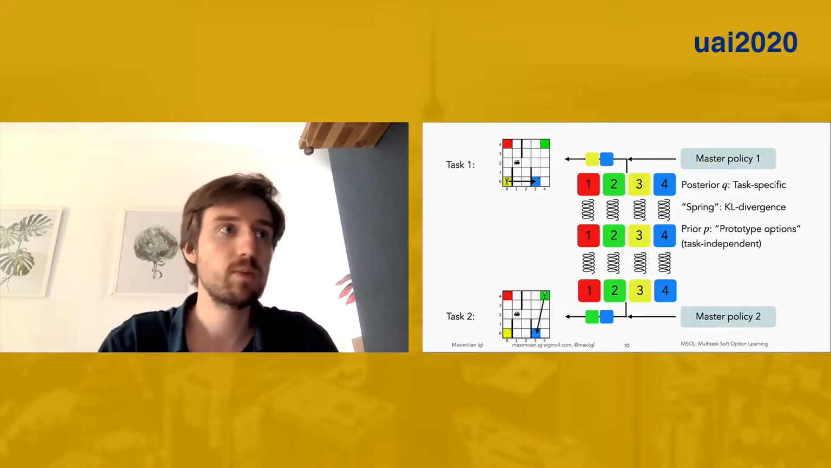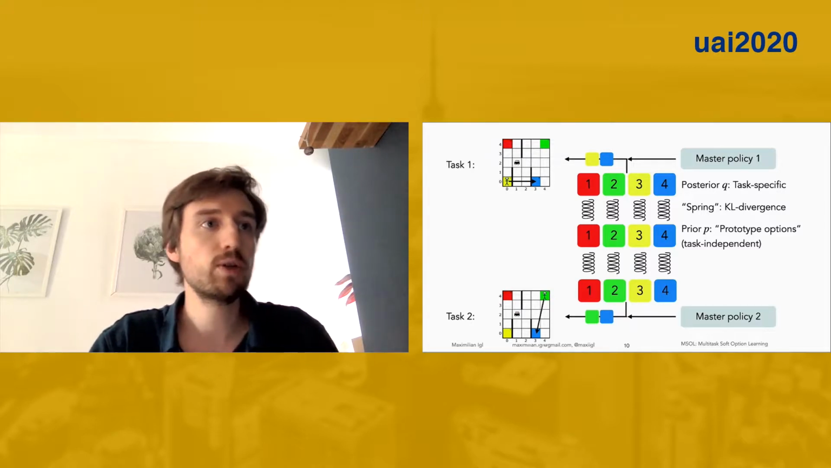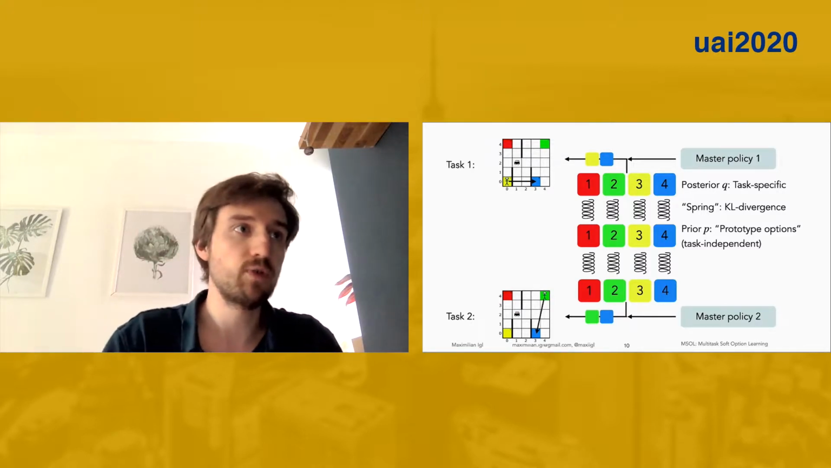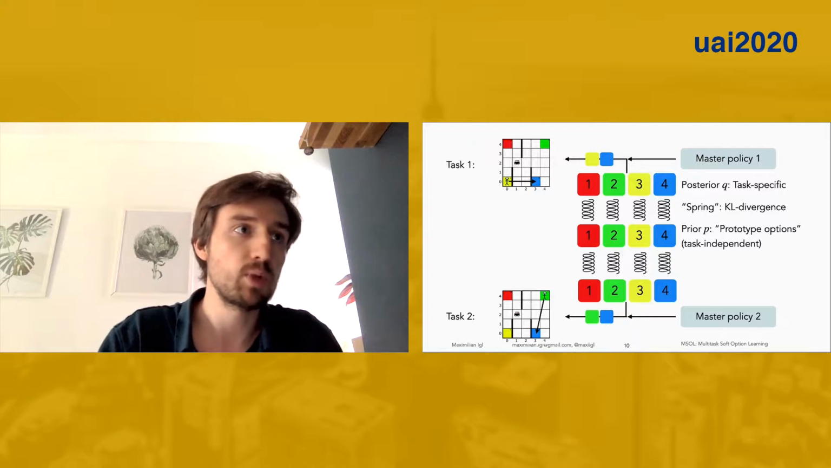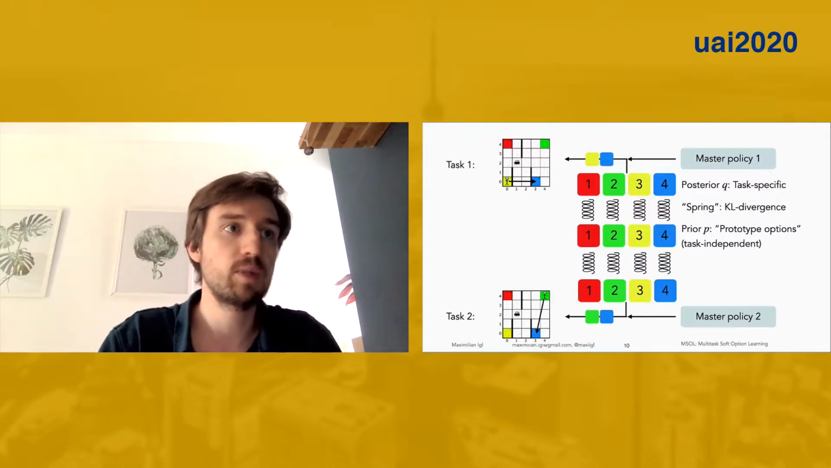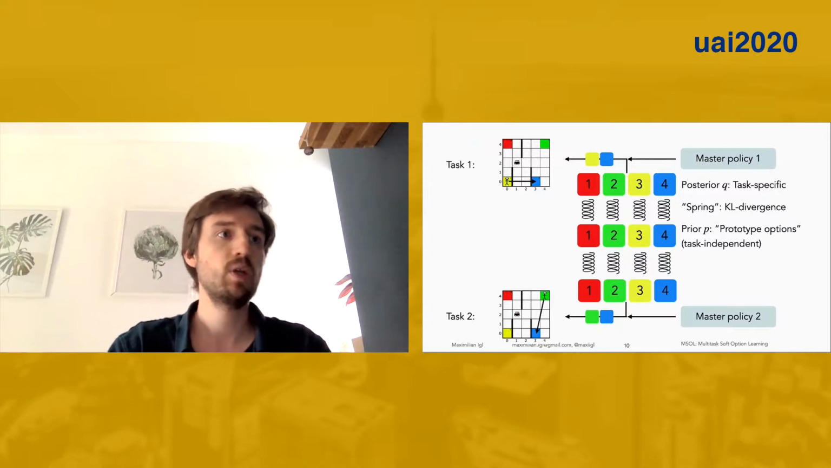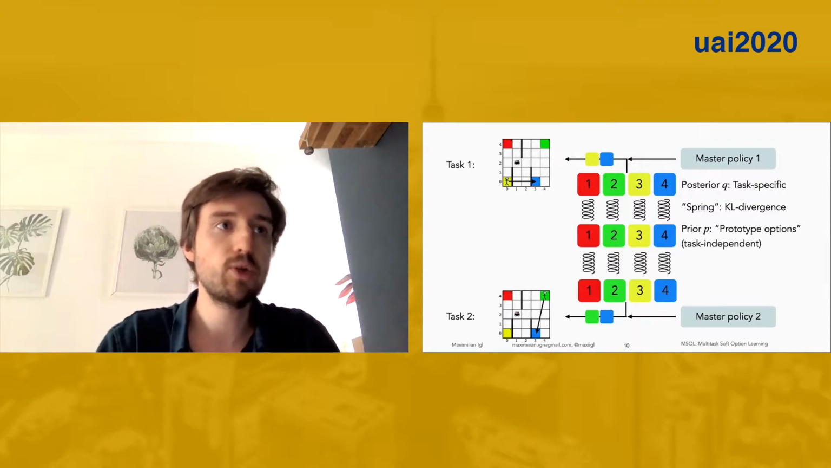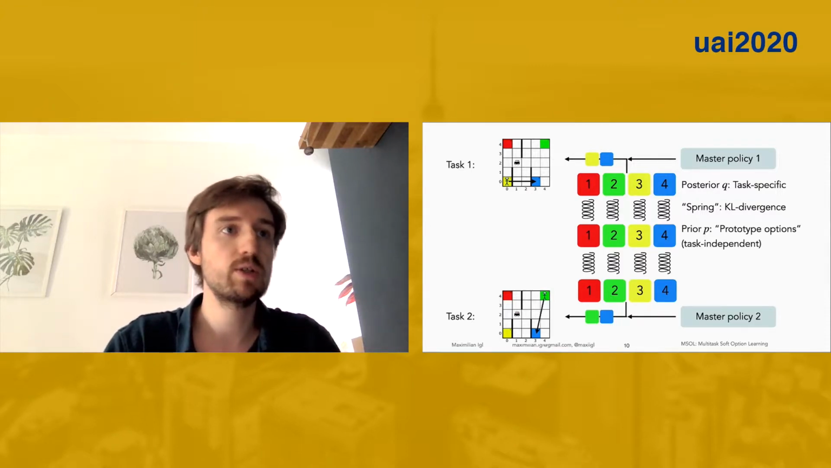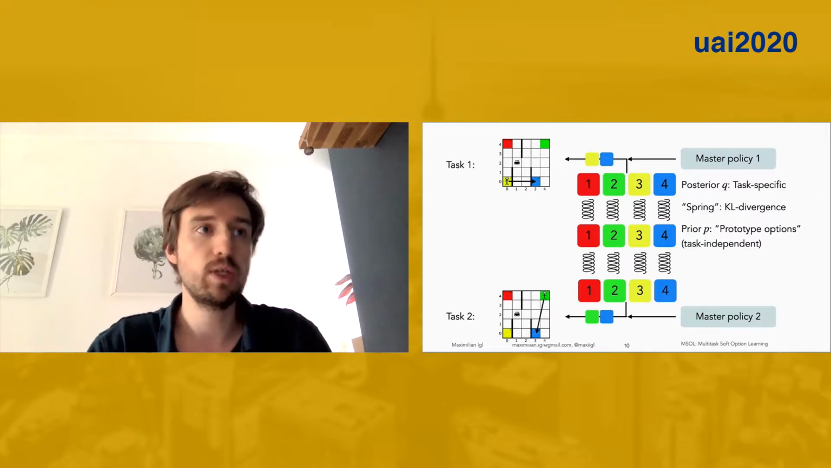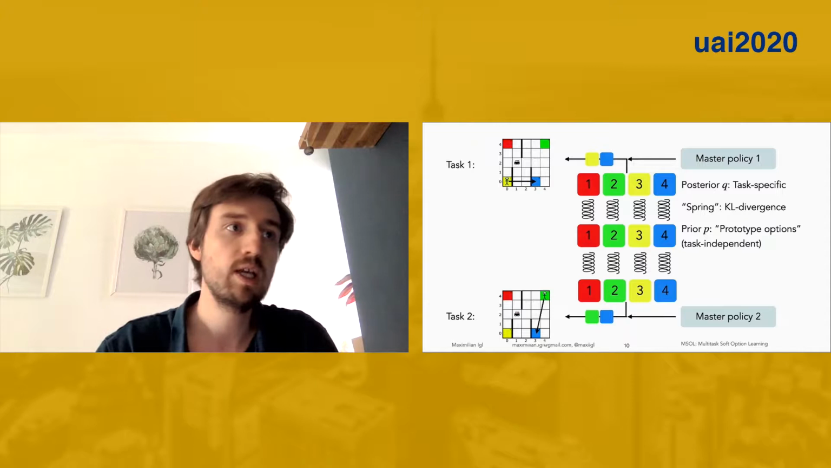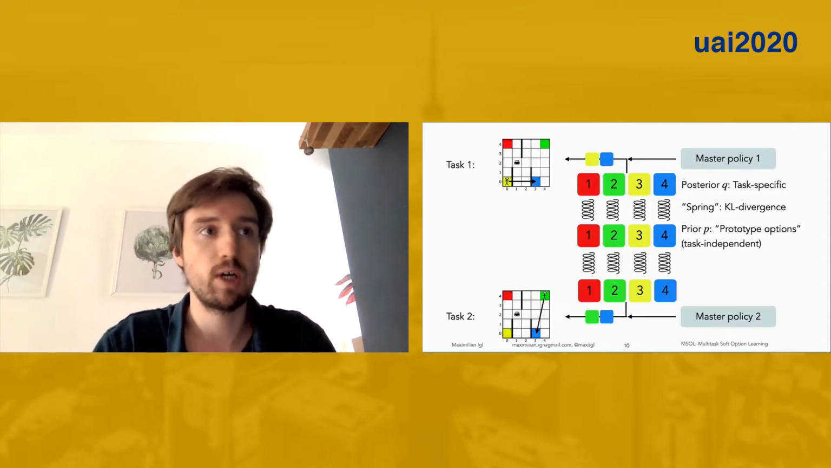here indicated by the springs. We refer to the sets by prior and posterior due to the close relationships to the RL's inference literature, which sees task-specific rewards as likelihoods, resulting in task-specific posterior policies different from task-independent priors. Importantly, here we also learn the prior jointly with the posteriors. Furthermore, during transfer, we would initiate the options using this learned prior. In other words, the prior serves as our prototype option.